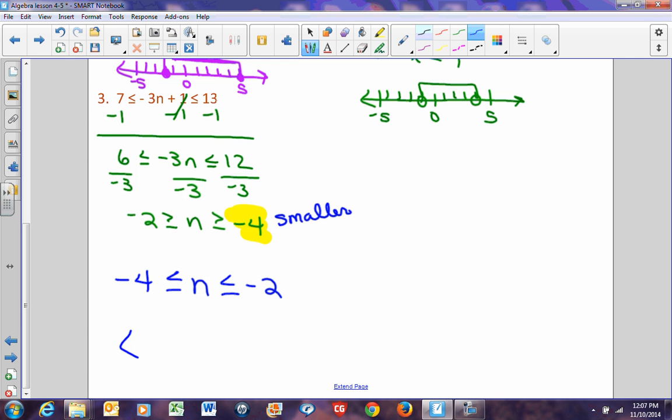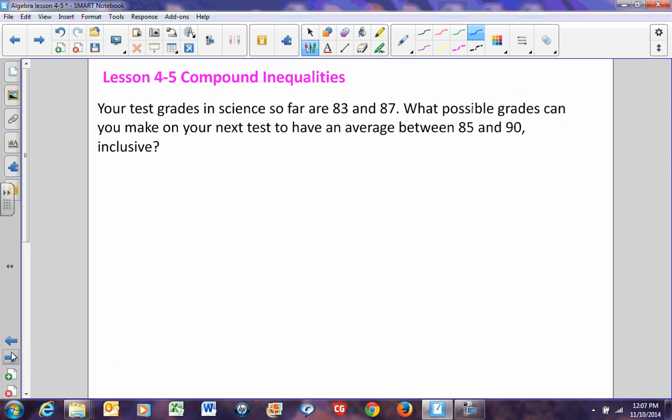So if I'm going to graph this, and remember all the smaller numbers should go to the left-hand side. This is 0, 1, 2, 3, 4, 5, negative 5, 6, 7, 8, 9, 10, negative 10. So n is greater than or equal to negative 4, which is right here. Less than or equal to negative 2, which is right there, and a line between the two.